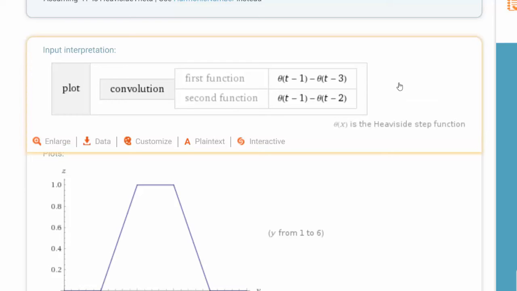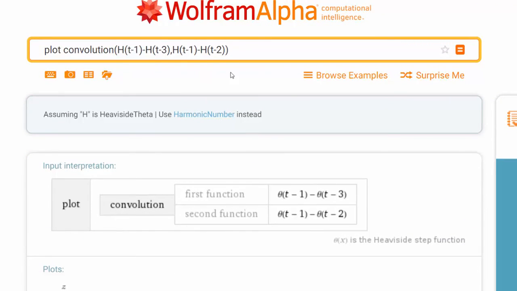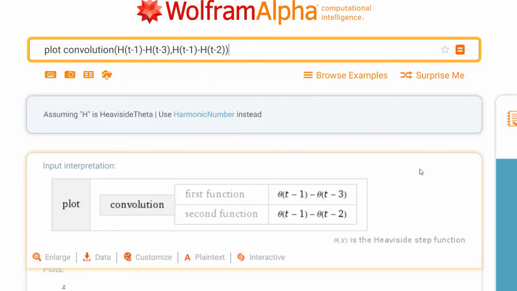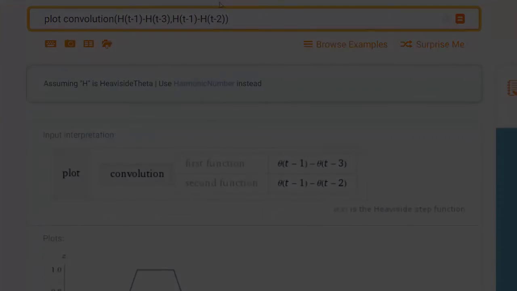I hope these visualizations are helpful for you to see convolution. I strongly encourage you to try just playing around with Wolfram Alpha to see what some of the other convolution shapes are based upon unit steps or perhaps even other functions.